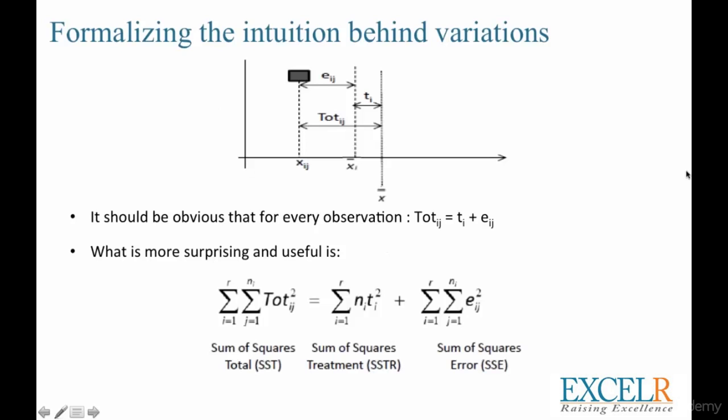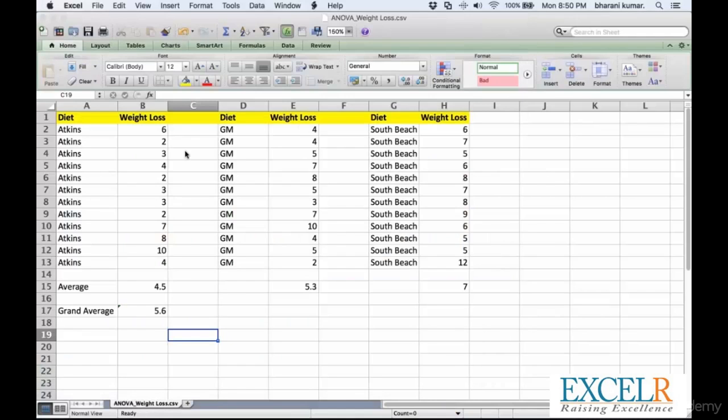Now let us understand the math part behind the scenes. Now here Xij, what is this? I'll explain this using this diet program here. So there are 3 diet programs. I would say Atkins diet program is your X1, GM diet program is X2, and South Beach diet program is X3. And you have 12 entries here, right?